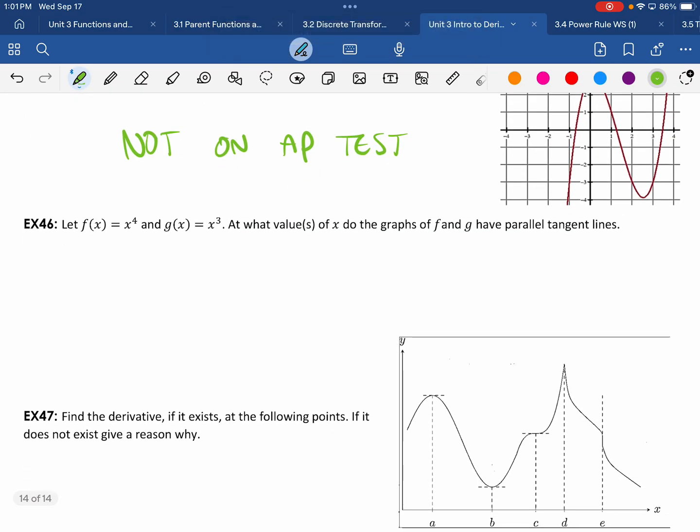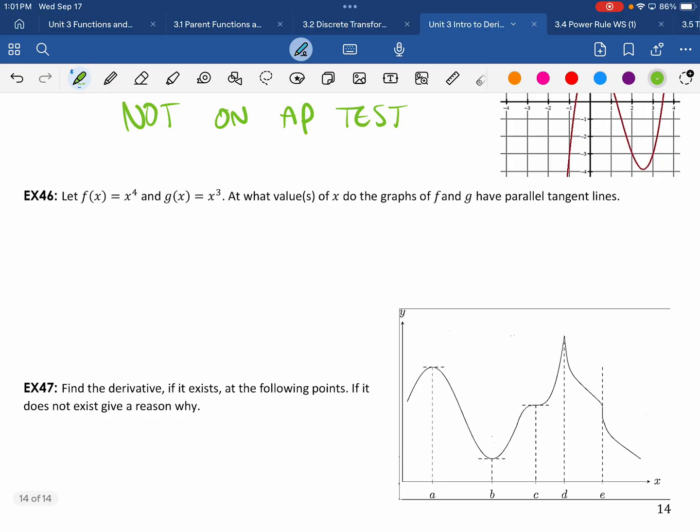Okay. On 46, it says let f of x equal x to the fourth and g of x equal x cubed. At what values of x do the graphs of f and g have parallel tangent lines? All right, what do I know about parallel lines? They're the same slope. What tells me slope? Derivative.